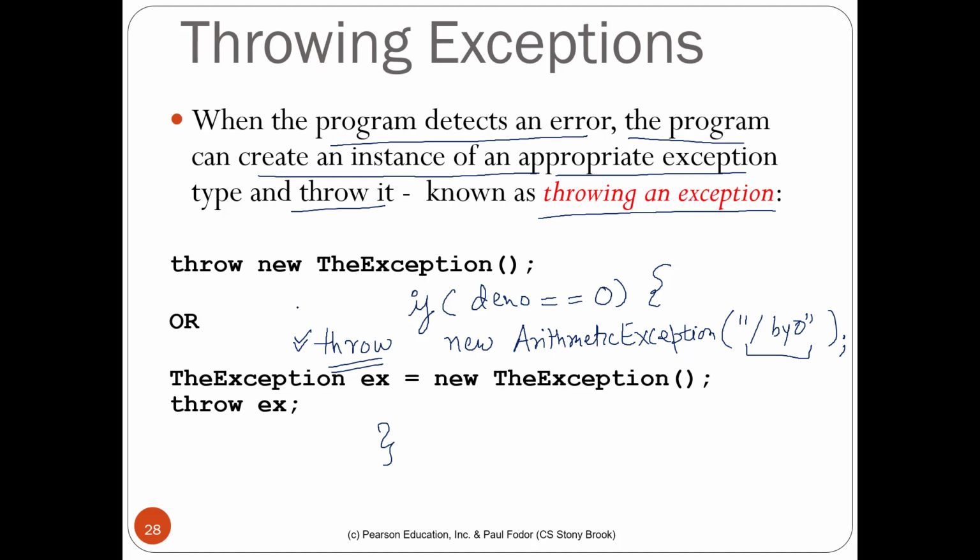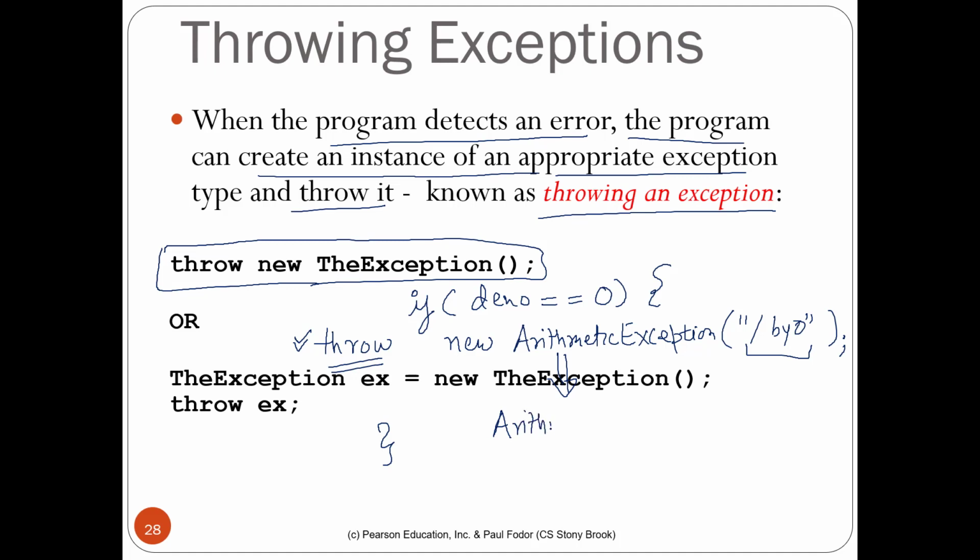So the example that we have here is either you can write everything in one statement, the way you see right here: first create the exception and then throw it in one line itself. Or you can split that into multiple lines. You can say the exception ex is equal to new exception, and then you throw exception.